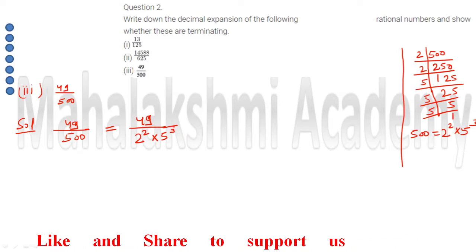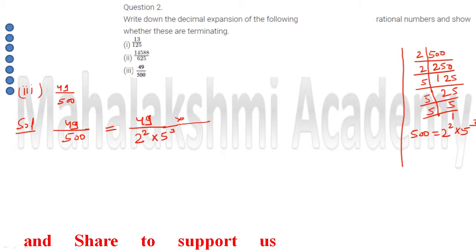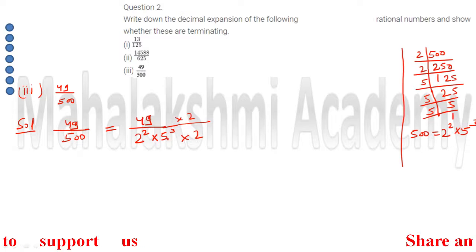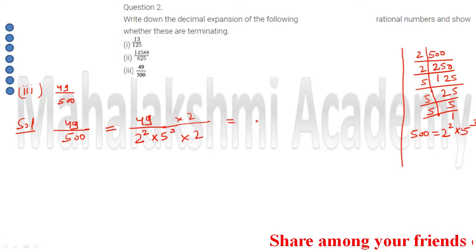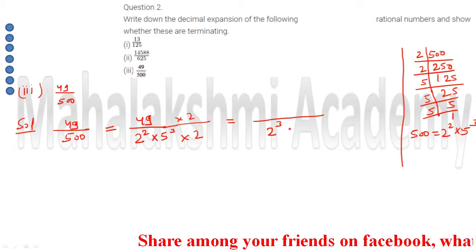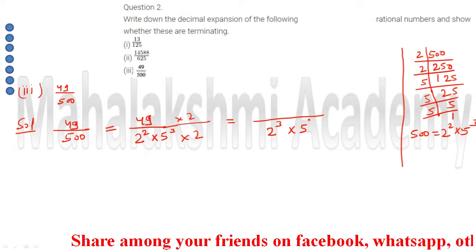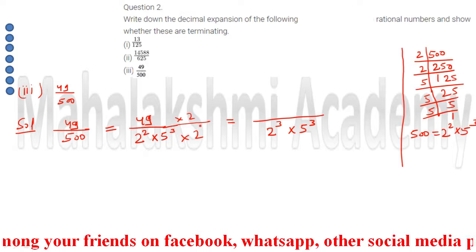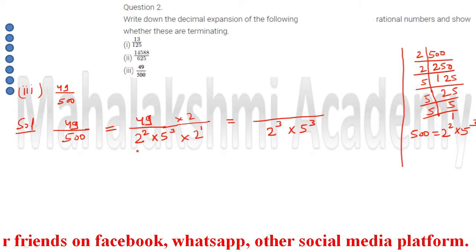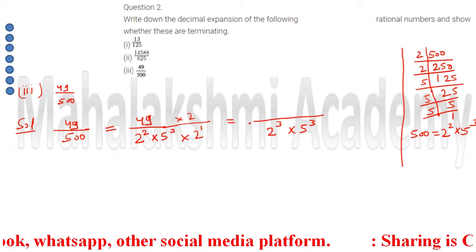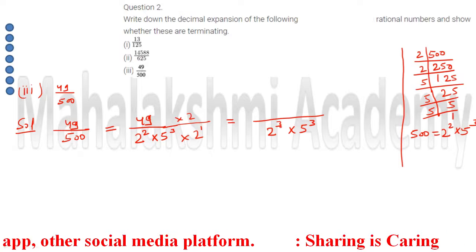So if we multiply the numerator and denominator by 2, then here the power of 2 is going to be 3. So in down we can write it as 2 to the power 3 multiplied by 5 to the power 3. How it happened? Because here the power is 2 and here the power is 1. So in multiply, if base is same, you can add the powers. So 2 and this 1 becomes, when you will add, you will get here 3.